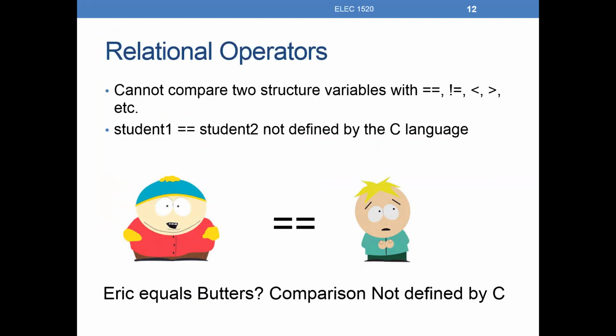We can't see if a student is greater than or less than another student. We can check their individual member fields to see if they're equal. If we were to say, does student 1 equal student 2, we're saying, does Eric equal Butters? So once again, comparison of structs is not defined by C. If we want to do that, we have to write our own function. So we can't use relational operators with the identifier names of the structs.